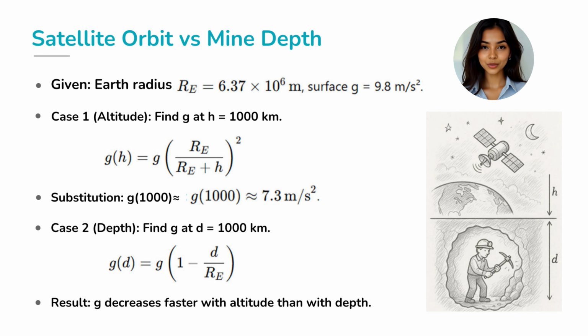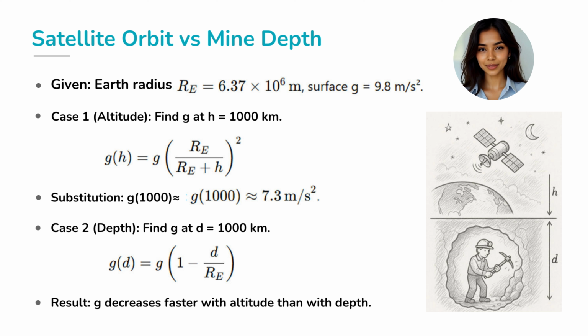Let's make this real with a calculation. Suppose Earth's radius is 6.37 times 10 to the power 6 meters and surface g equals 9.8 meters per second squared. Case 1, altitude. At h equals 1000 kilometers, g(h) equals g multiplied by (R divided by (R plus h)) squared. Substitute values and you get about 7.3 meters per second squared.